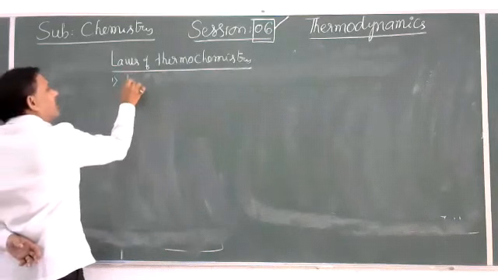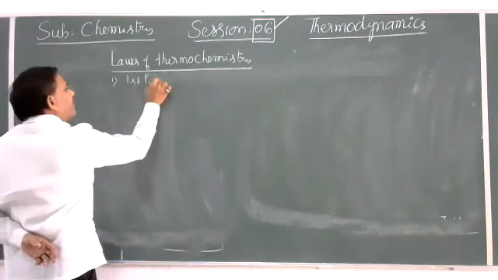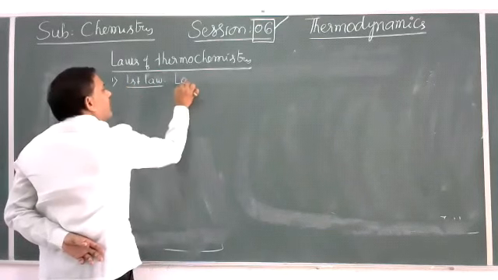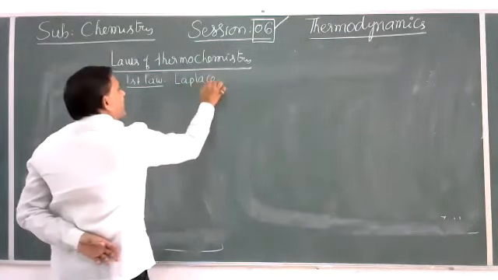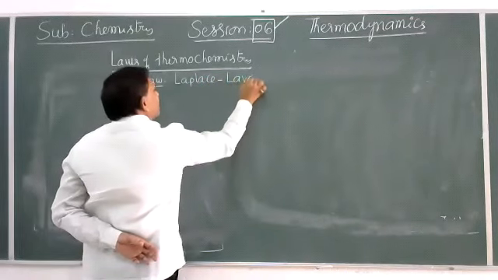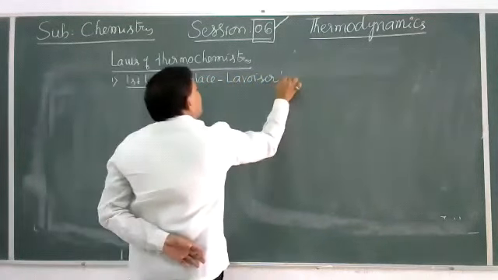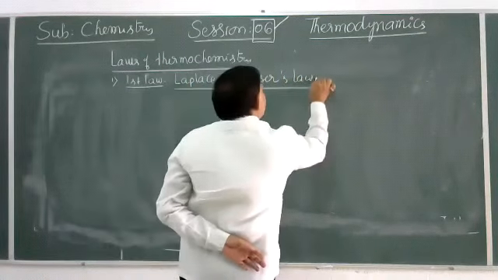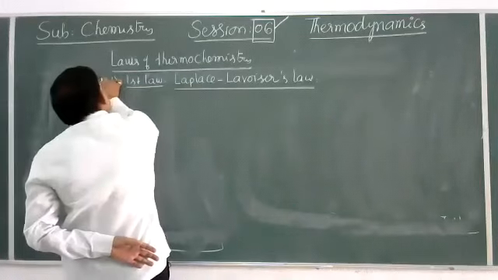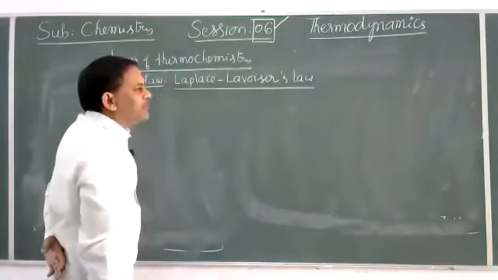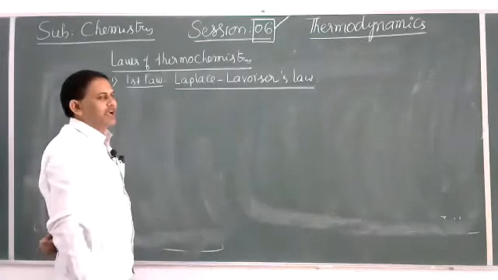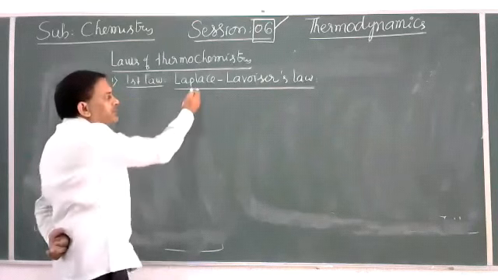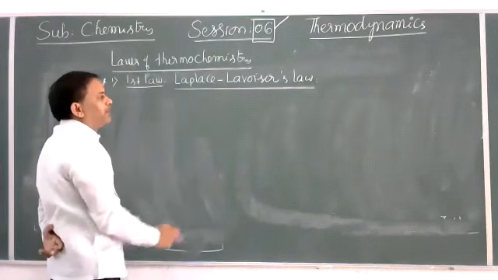First one is the first law of thermochemistry. This is also called Laplace-Lavoisier's law. This was already explained in the previous class, like some important features of enthalpy of reaction; this point was indirectly explained.